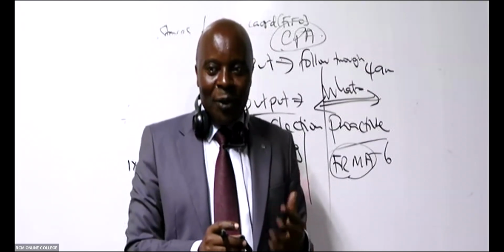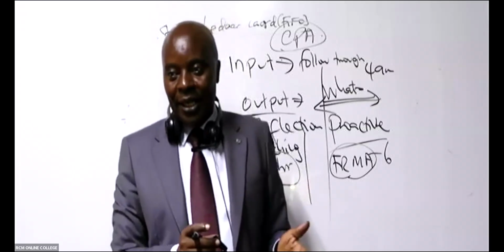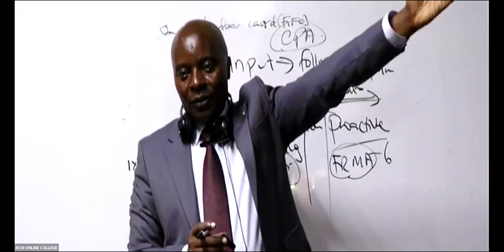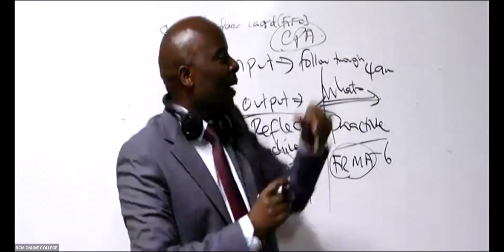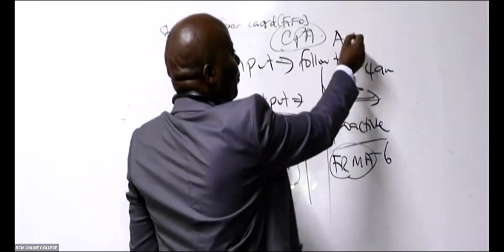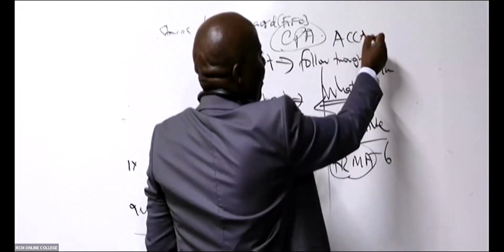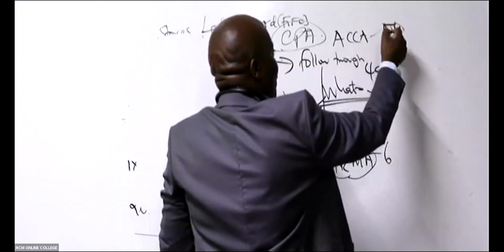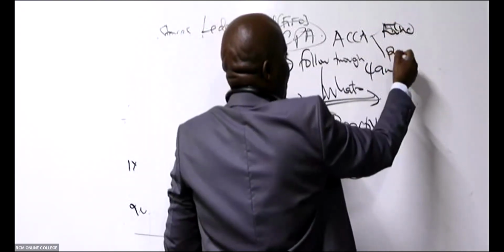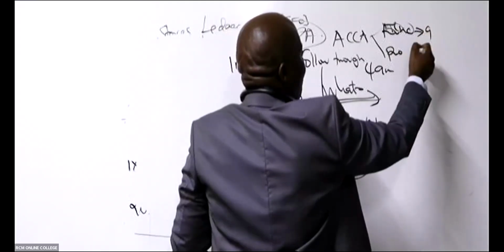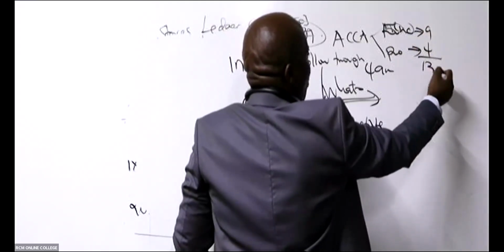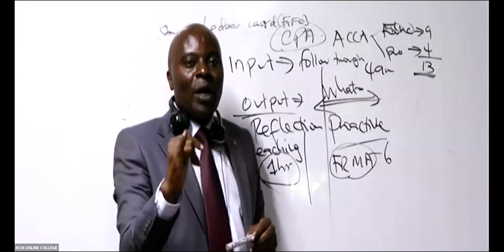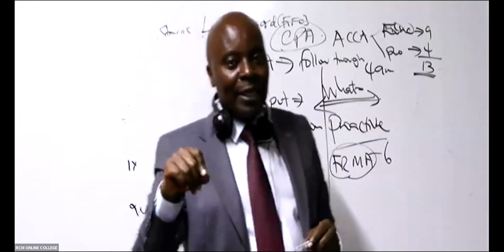Which one is better, CPA or ACCA? You can't compare ACCA with CPA. ACCA is up there because ACCA is international. ACCA has got 2 levels: foundation and professional. Foundation has 9 papers, professional has 4 papers. So for ACCA, for you to qualify, you need to do how many papers? 13. This is why I love ACCA myself a lot.